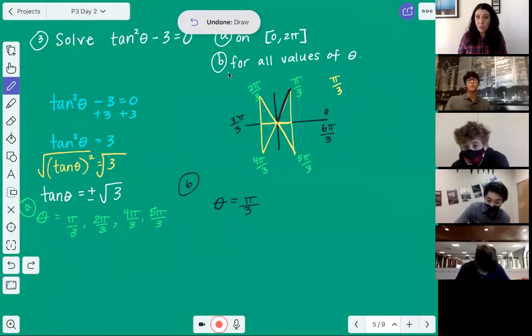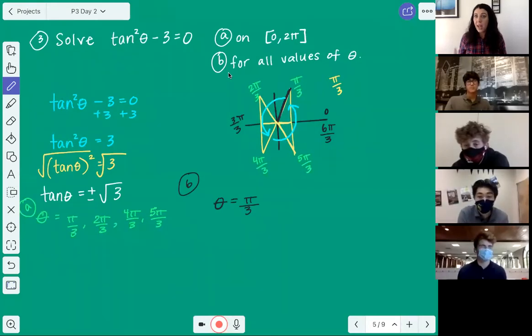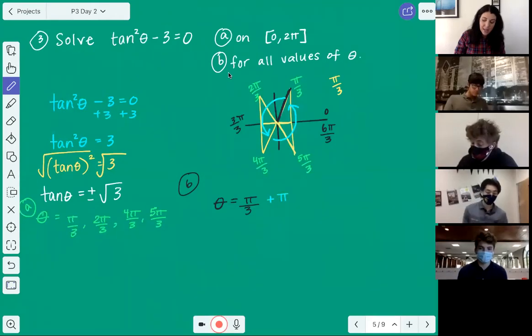But if I went from pi over 3 to 4 pi over 3, and then I went back to whatever this coterminal angle is, I'm going to hit those pi over 3s that are positive root 3 values for tangent every single time. So I need to know what that distance is. Well, the distance from pi over 3 to 4 pi over 3 is 3 pi over 3, or the same as pi. So what I'm going to say is plus pi times n.